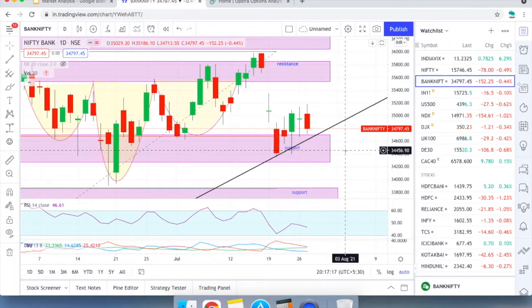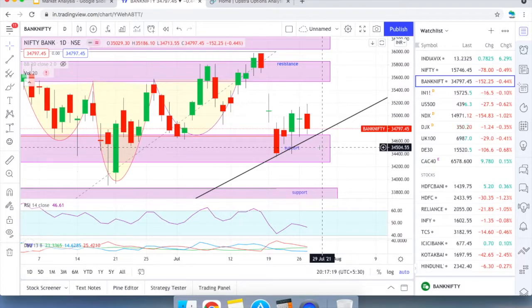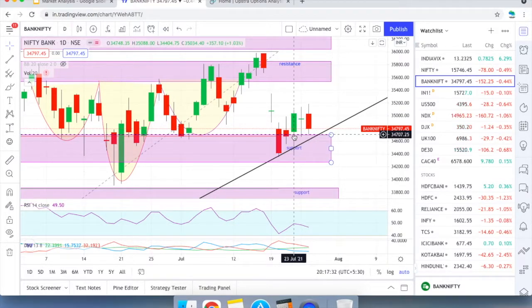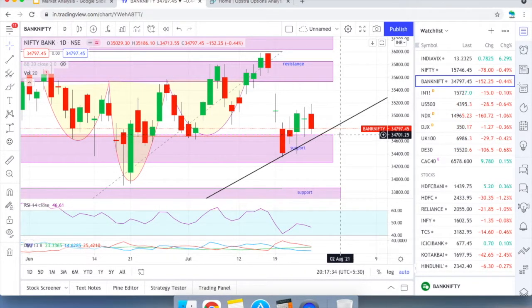In the case of Bank Nifty, it is not even attempting to go to the next resistance level. It went only slightly above the previous doji uncertain candle, and then gave up and fell back right onto the support zones of 34,700 and 34,300.